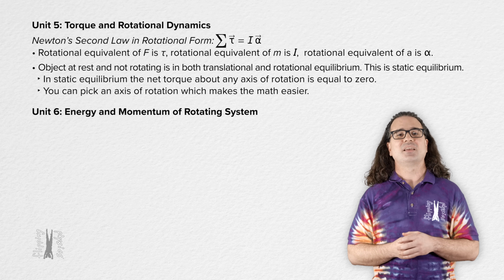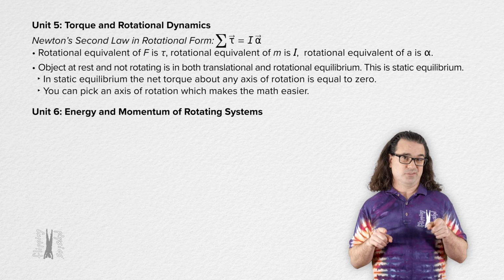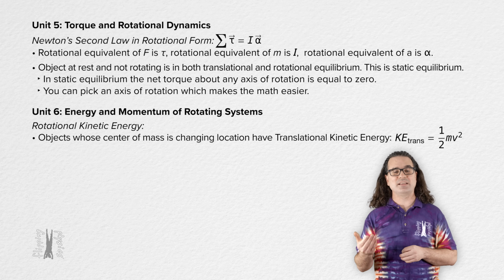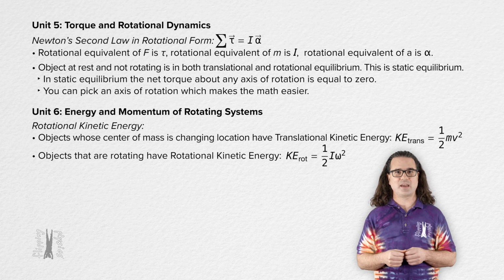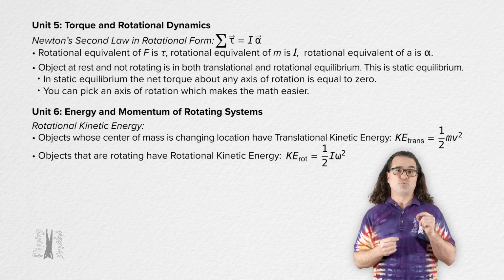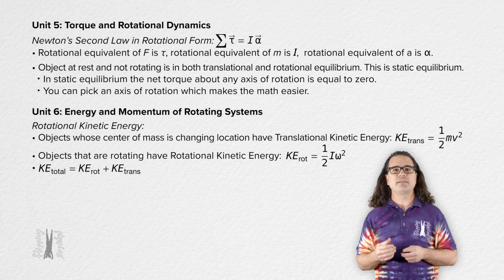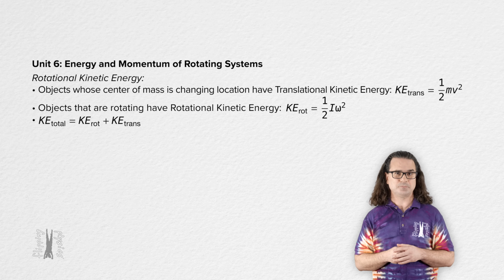Unit 6. Energy and momentum of rotating systems. Objects whose center of mass is changing location have translational kinetic energy, and objects that are rotating have rotational kinetic energy, which equals 1/2 rotational inertia times angular speed squared. The total kinetic energy of a rigid object is the addition of its rotational kinetic energy about its center of mass and its translational kinetic energy from the linear motion of its center of mass.